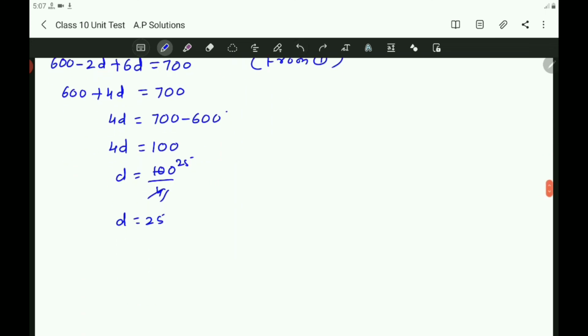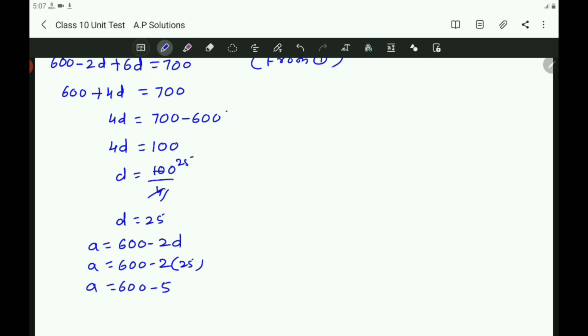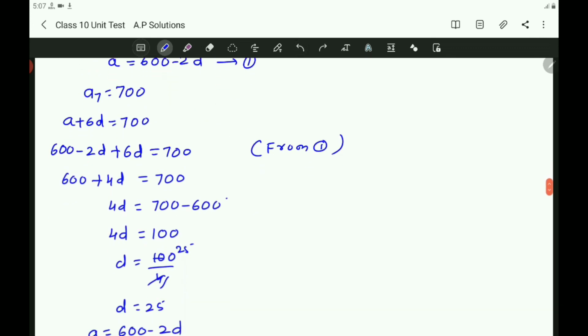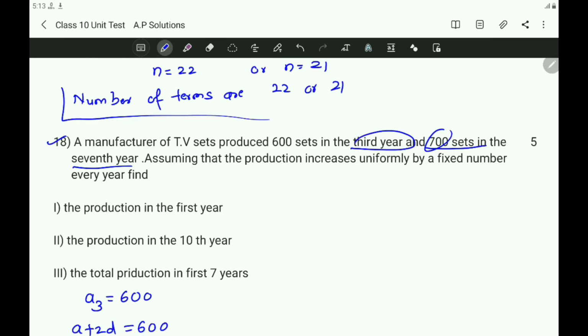Then by substituting the value of D in this equation, you will get the value of A. So you write A equals 600 minus 2D. That is A equals 600 minus 2 into 25. A equals 600 minus 2 25s are 50. That is 600 minus 50, which is 550. You got the production in the first year. A is nothing but the production in the first year, that is 550.